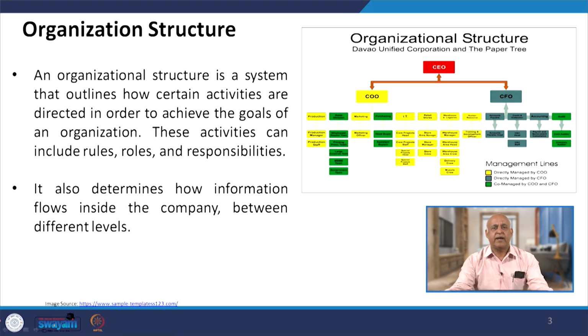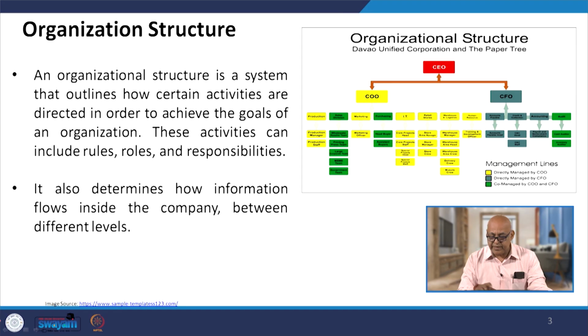Now, whenever we are talking about organization structure, it is a system that outlines how certain activities are directed in order to achieve the goals of an organization. Every organization is a group of activities, and every activity is to be performed in a particular manner. That is why these are directed in the structure, so we can achieve the goals of that organization. These activities can include rules, roles and responsibilities. It also determines how information flows inside the company between the different levels.